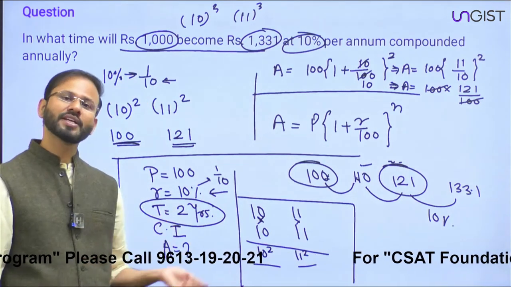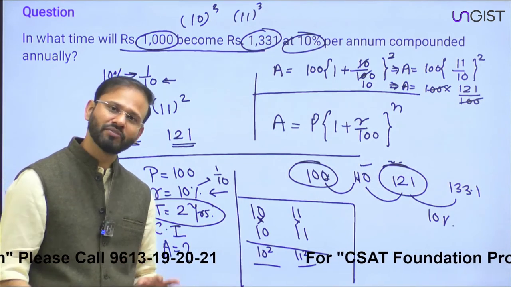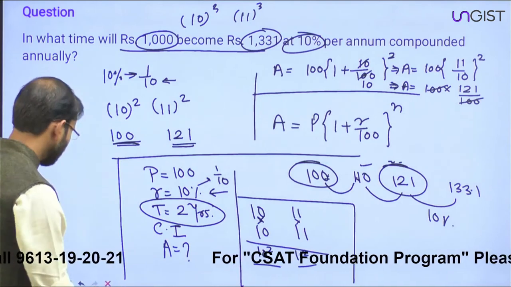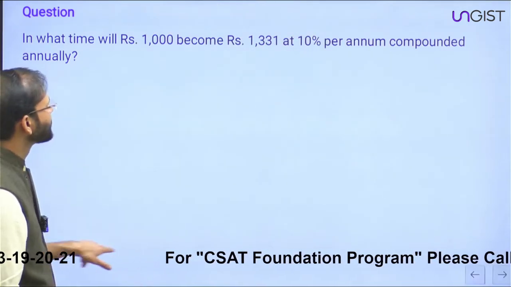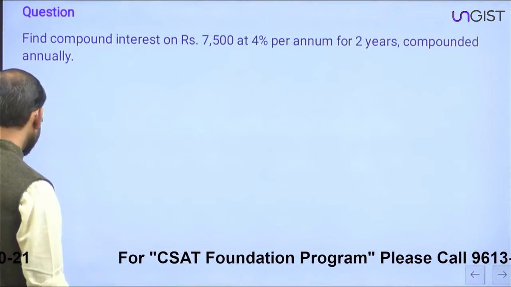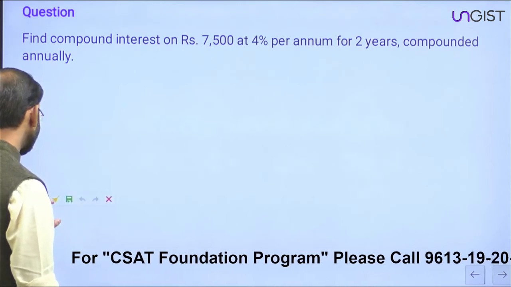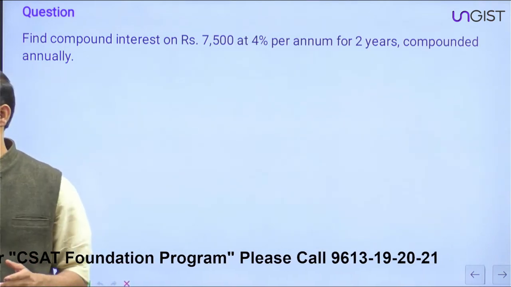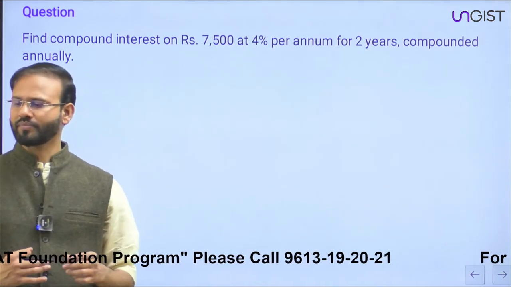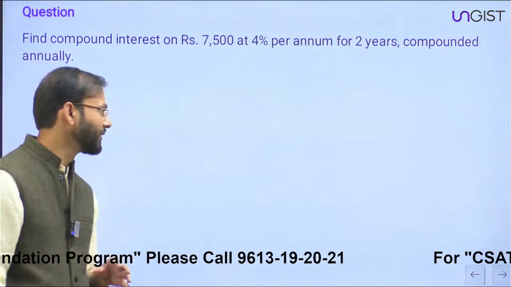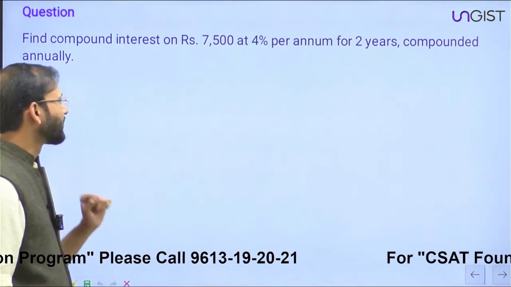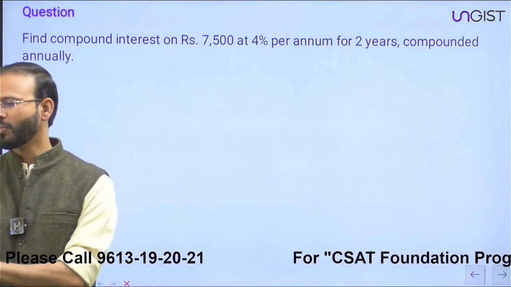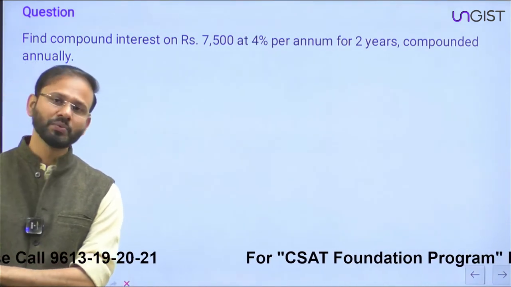Now let's move to the next question, and from the next question onwards it will be very much enjoyable. Fine, look here once, and please read this question. Guys, just read this question. I'm not asking you to solve it, just read it. The question is saying: find out the compound interest on ₹7500 at the rate of 4% per annum for 2 years compounded annually.